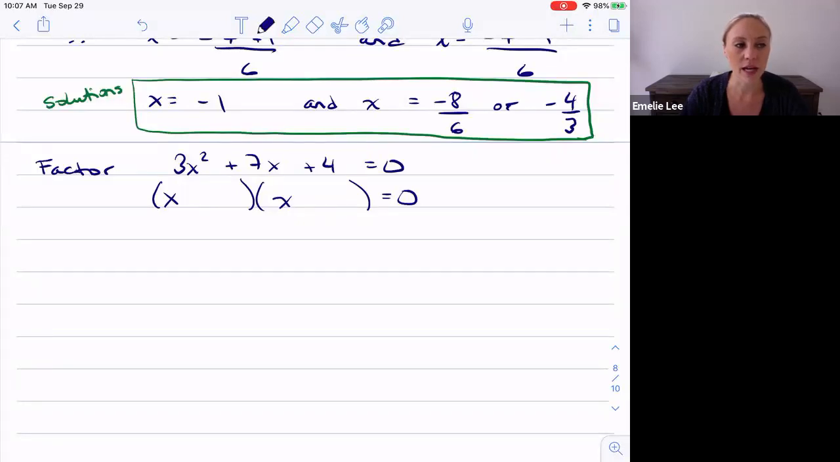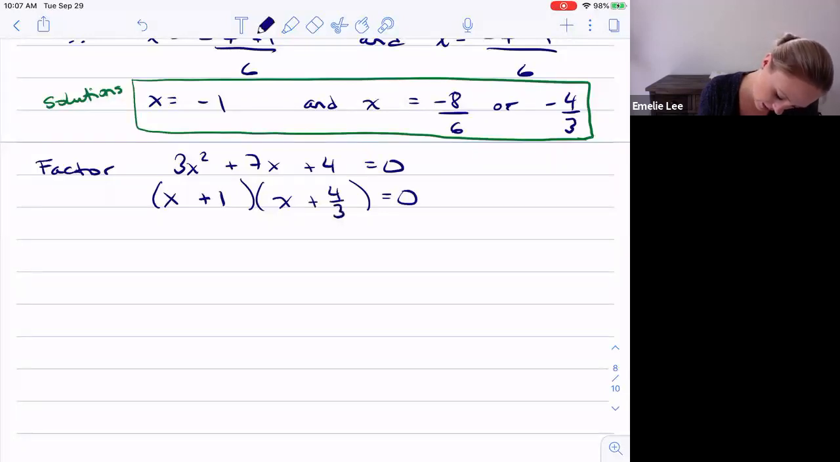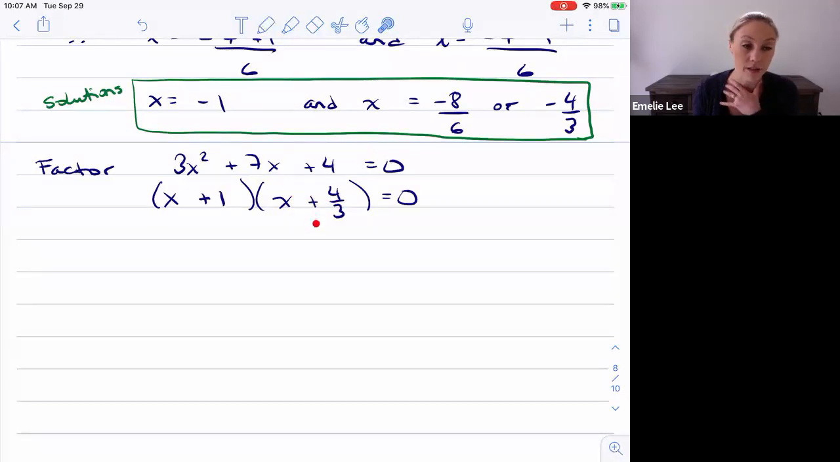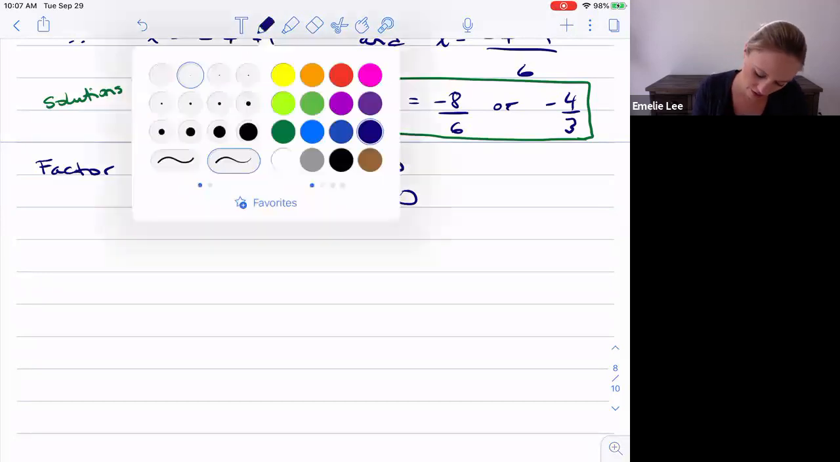And then I'm going to have x plus 1, from this negative 1. If x is negative 1, this goes to 0. So 0 times anything makes 0. Same trick. And then x plus 4 over 3 is also going to be one of my factors. x plus 1 times x plus 4 over 3 is 0. Let's go ahead and check this. Here we're done, but let's check it just to be sure.